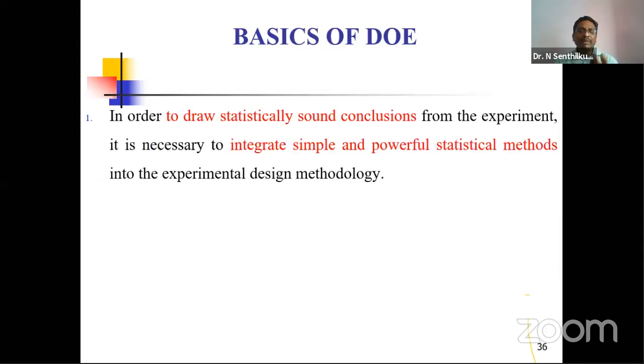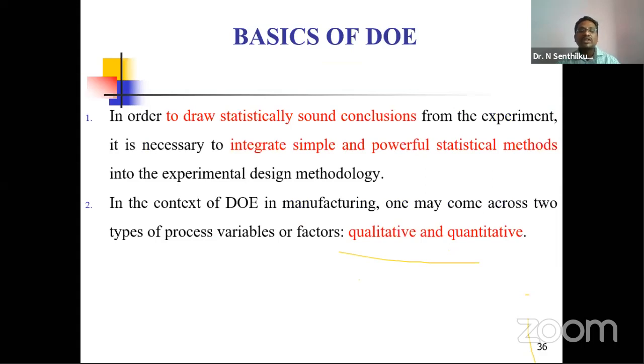So what is the purpose? To draw statistically sound conclusions by integrating simple and powerful statistical methods. The purpose of this DOE is to integrate powerful statistical methods so that we arrive at sound conclusions. As told earlier, we are going to have 2 types of process variables, qualitative and quantitative. Qualitative, the other name is categorical, and quantitative, the other name is numerical.